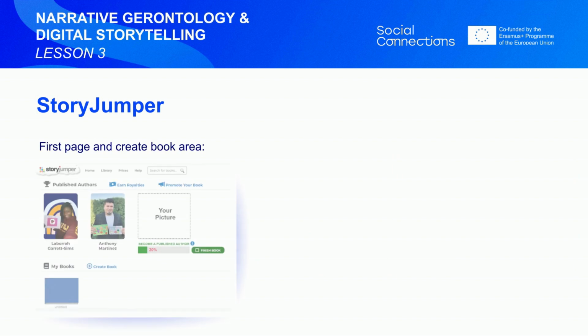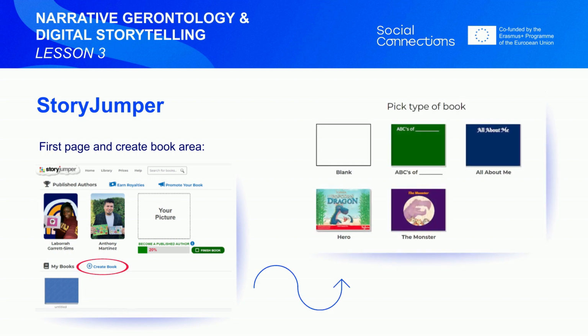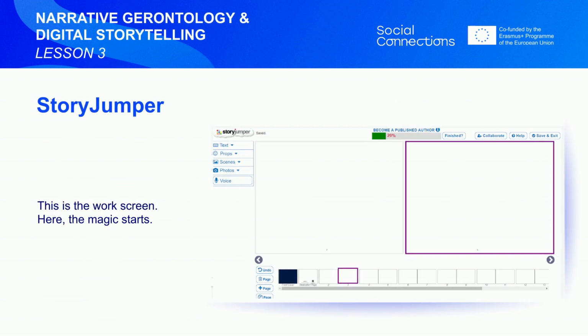This is what will appear when you log in to Story Jumper. To start telling a new story, you may click on the button that says Create Book. Automatically, you will be presented with some options related with the type of book that you want to create. Now is where the magic starts. Once you choose your type of book, a window will open, similar to this one that appears on your screen now. Do you see how many options you have on the left side of the screen?